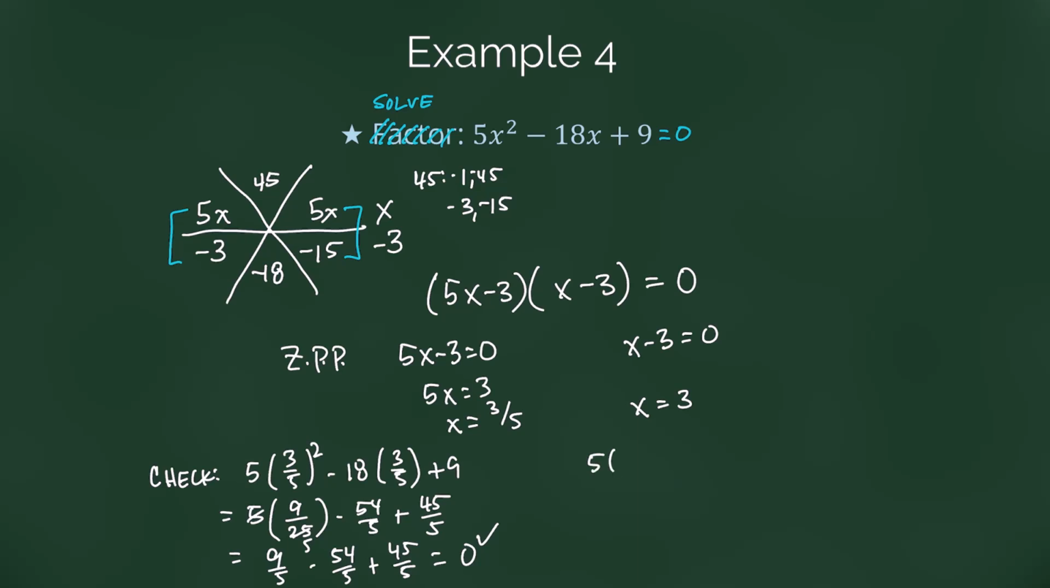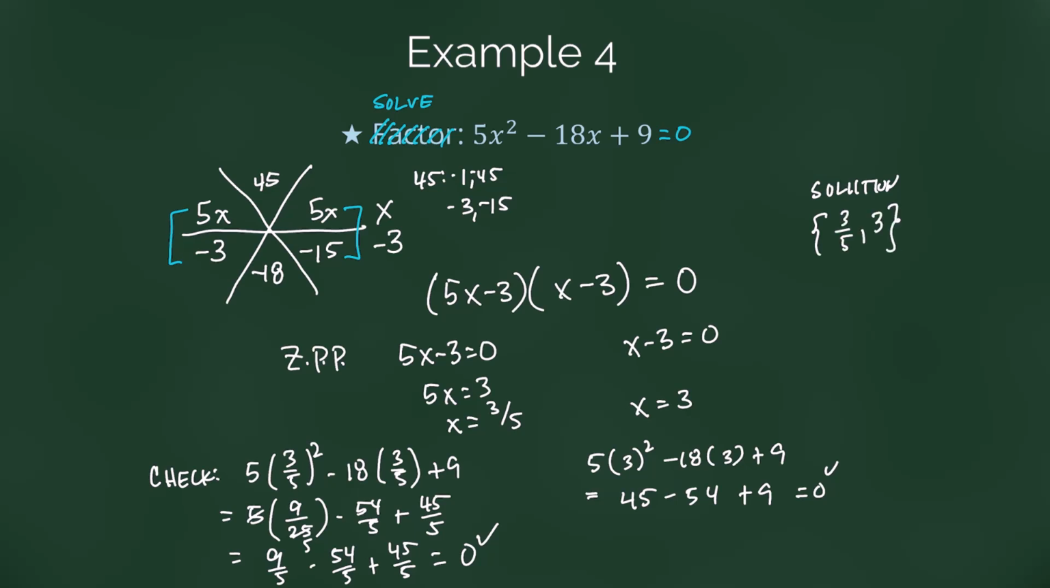X equals 3 is going to be a little easier on us. We get 5 times 3 squared minus 18 times 3 plus 9. That's 5 times 9, which is 45, minus 54 plus 9, which is in fact 0. And so we see that our solution is the set of numbers 3/5 and 3.